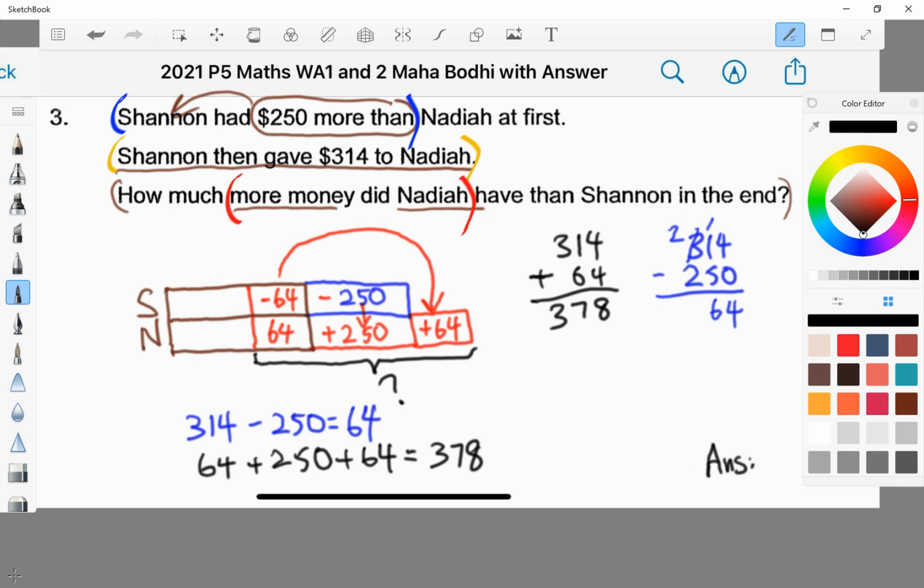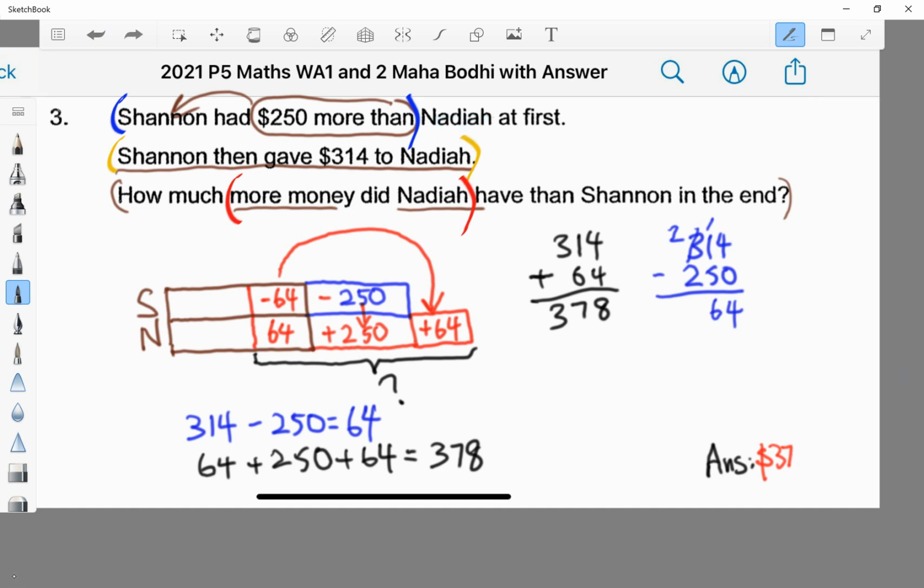$378. And I got to be very careful. I got to remember to put my dollar sign. If not, marks could be taken away. So there we have it. Oh, I made a mistake. So sorry about it. It's very important to do our checking. As everyone can see, the final answer should be $378. Okay? $378. And finally, I can say that I have managed to solve the question.